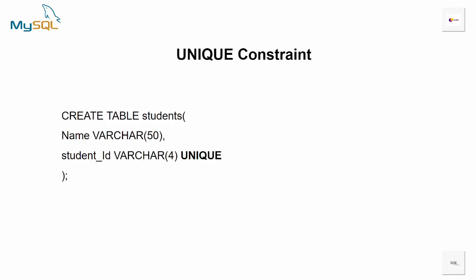We have the unique constraint. Unique constraint ensures that a value is not repeated in the same column. This means that no two rows can have the same value in a specified column. Let's head over to command line client and see how this works.